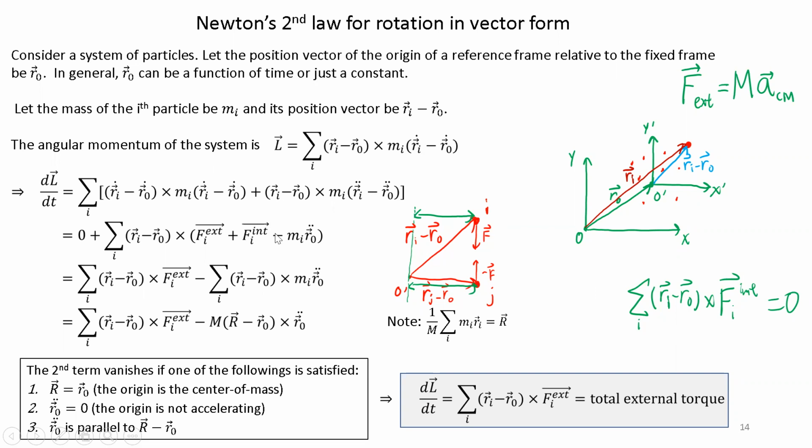So therefore, I don't need to worry about this term here. So then we are almost at the final result. Okay, so this is the two sums that I have. And then finally, for the second term over here, I write it as capital M times capital R minus R naught, then cross the second derivative of this R naught.